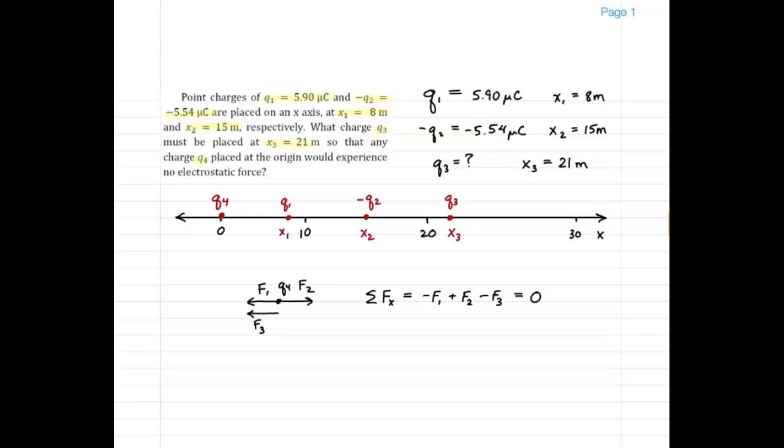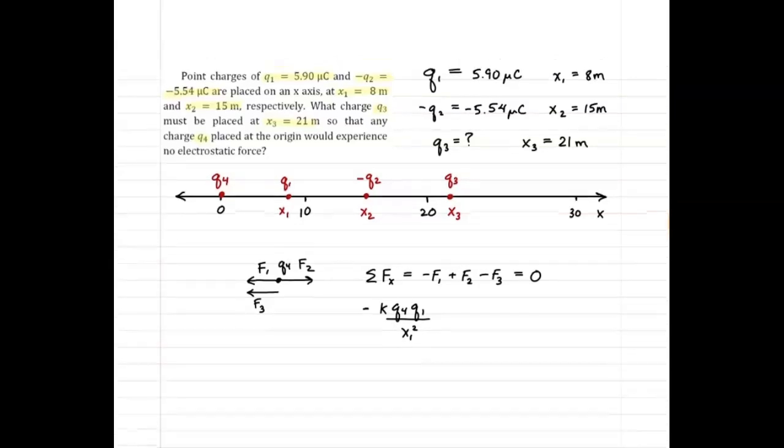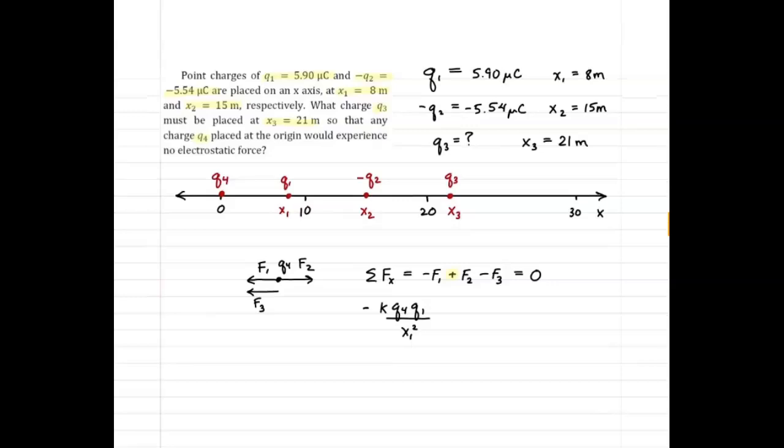So my negative F1 is going to be the electrostatic constant K times the charge Q4 multiplied by the charge of Q1. So Q4 times Q1 over the distance between them. And conveniently, Q4 is at the origin, so the distance between them is just x1 squared. Next is F2. For F2, we're looking at just the magnitude because we already accounted for the sign of F2 by this plus sign. So we don't want to double count.